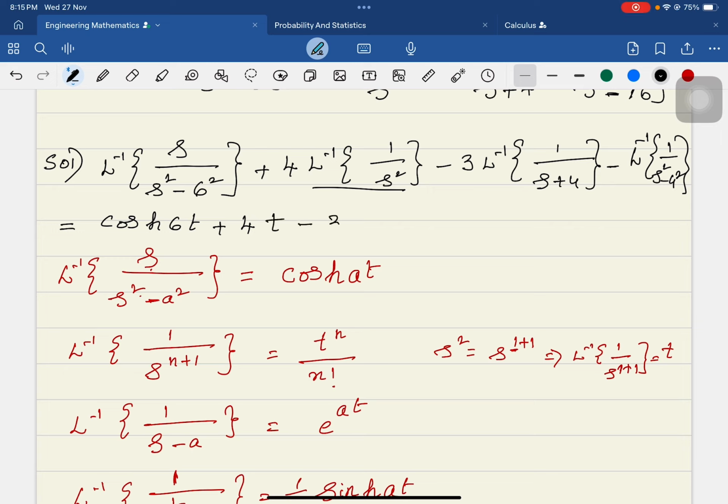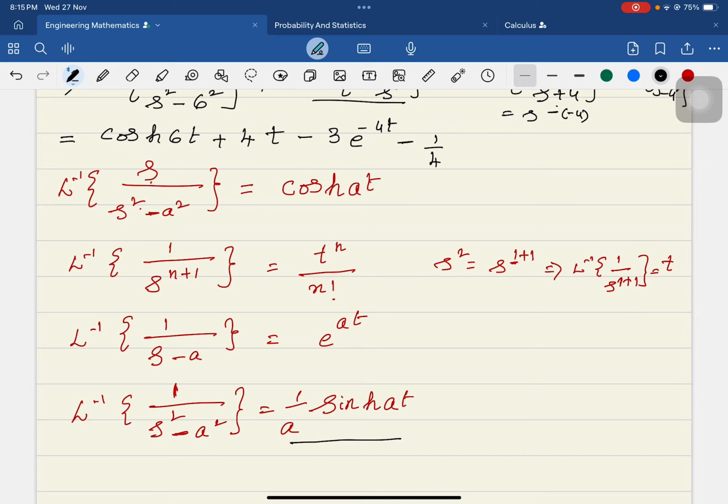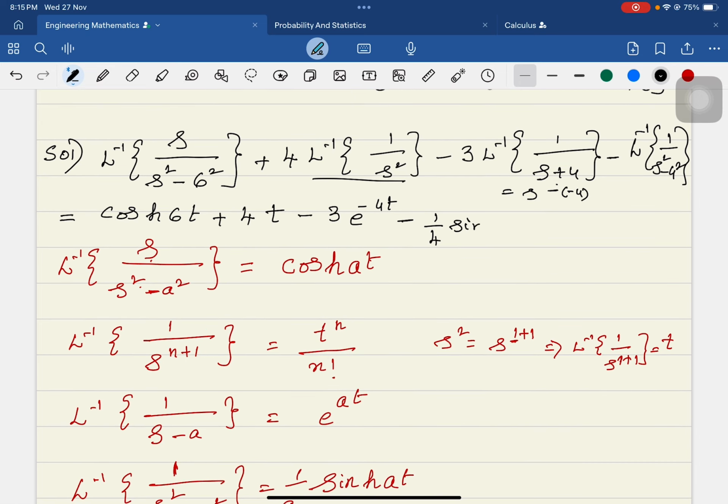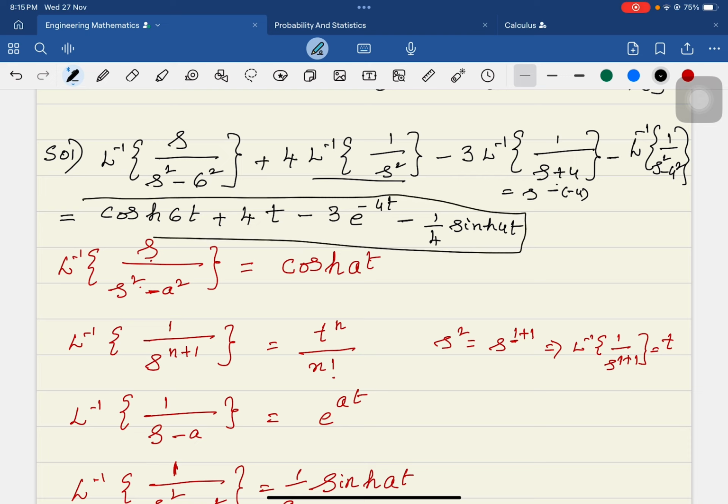And minus 3 times, now in the place of minus A, you have plus 4. So how will you rewrite this? This is minus of minus 4. Correct? So in the place of A, you have minus 4t. And then minus L inverse of 1 over S square minus 4 square. So it is 1 over 4 times, with this formula, sine hyperbolic, what is A? 4t. Finish. This is the problem. This is the solution.